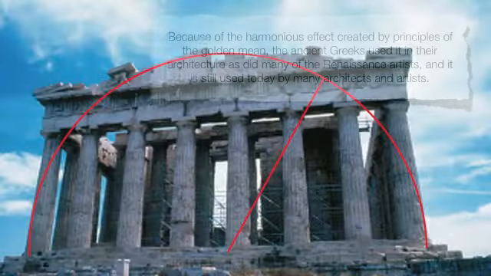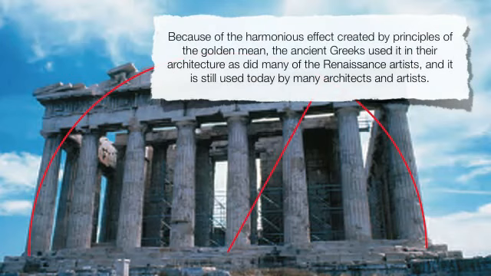Because of the harmonious effect created by principles of the golden mean, the ancient Greeks used it in their architecture, as did many of the Renaissance artists, and it is still used today by many architects and artists.